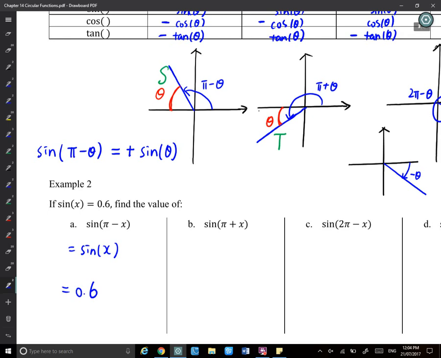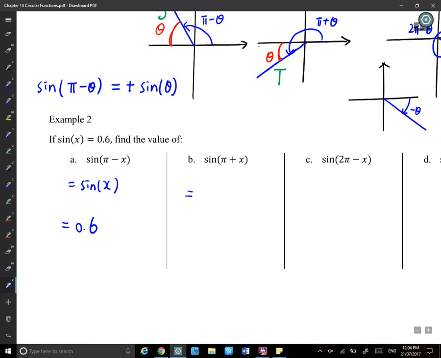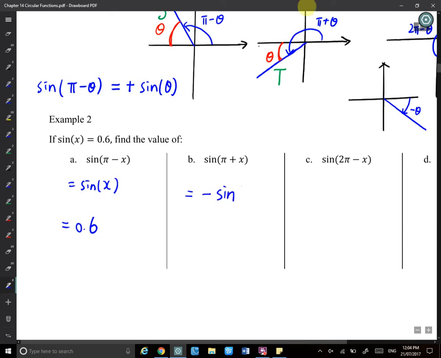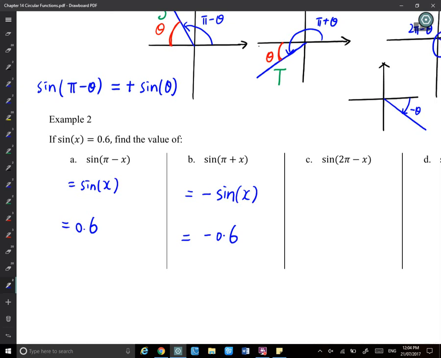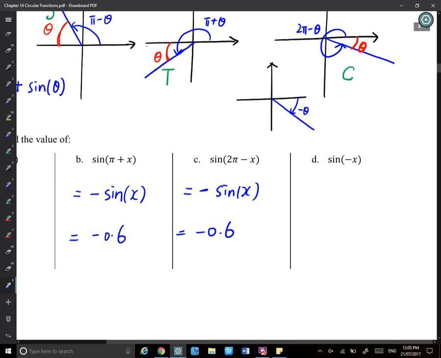There will be a more important formula that I will talk about next lesson, which will appear more in the VCAA exam. Sine pi plus x is in the third quadrant, the tangent quadrant, so sine will be negative. The reference angle is x, so it's negative sine x, which is negative 0.6. For 2 pi minus x, 2 pi is a full cycle and then go back by x. The reference angle is x. That's the fourth quadrant, the cosine quadrant, so sine is negative. It's negative sine x, which is negative 0.6. And sine minus x will be minus sine x, and that is minus 0.6 as well.